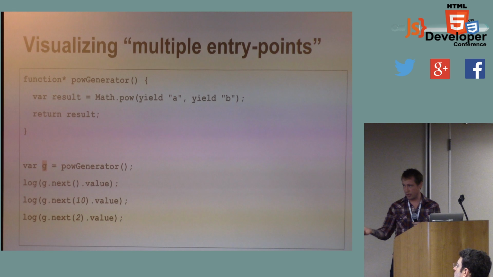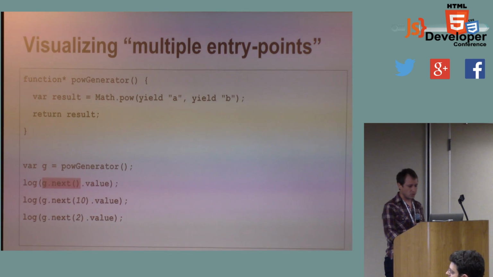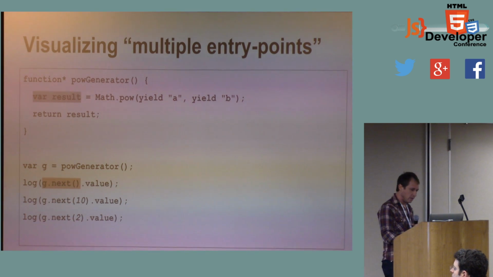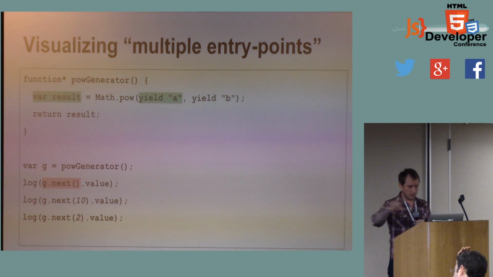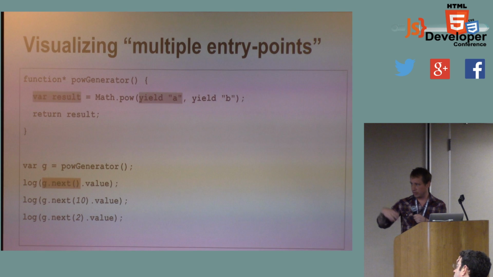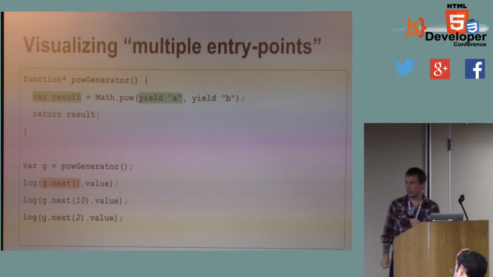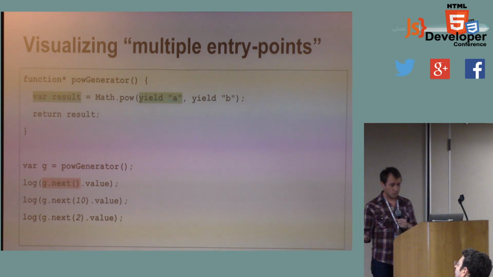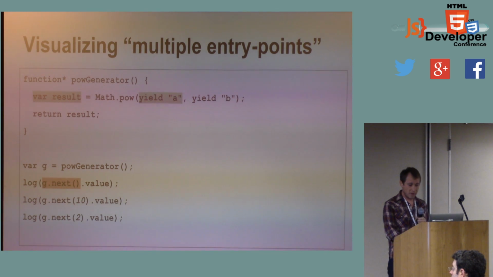We've got this G variable whose value is a reference to this object. We're going to call next on it, which is going to start evaluating the code from top to bottom in the POW generator. So first thing we're going to do, we're going to declare our variables, and then we're going to start evaluating the code on the right-hand side. Based on regular order of operations in JavaScript, the arguments to this Math.pow function are going to be evaluated first. So we're going to hit our first yield operator. And we're going to evaluate the expression on the right side of yield, which is just a string literal, A. And we're going to suspend the generator function, yielding A back to the caller.